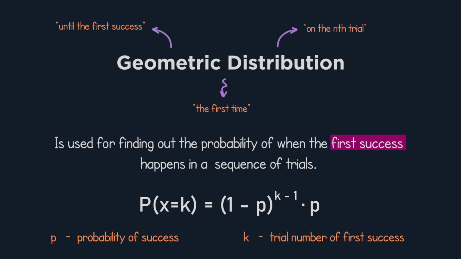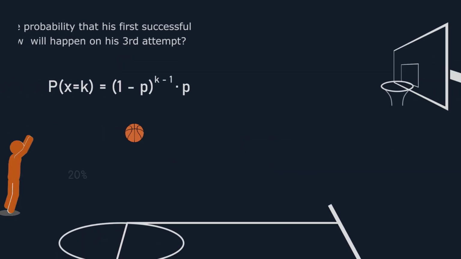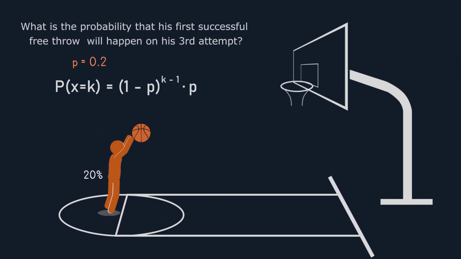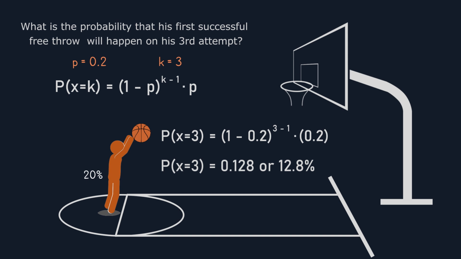So let's apply this formula to our basketball problem. Here, p is 0.2 and k is 3. Plugging in the numbers, we get that the probability of the player to make his first successful free throw on the third attempt is equal to (1 minus 0.2) to the power of 3 minus 1, multiplied by 0.2. And all of this is equal to 0.128.